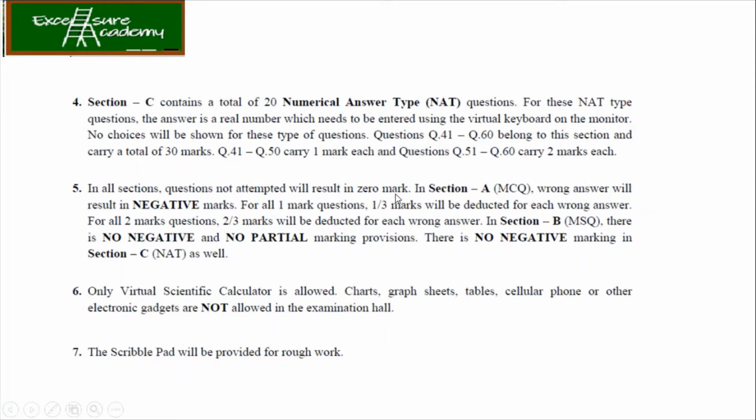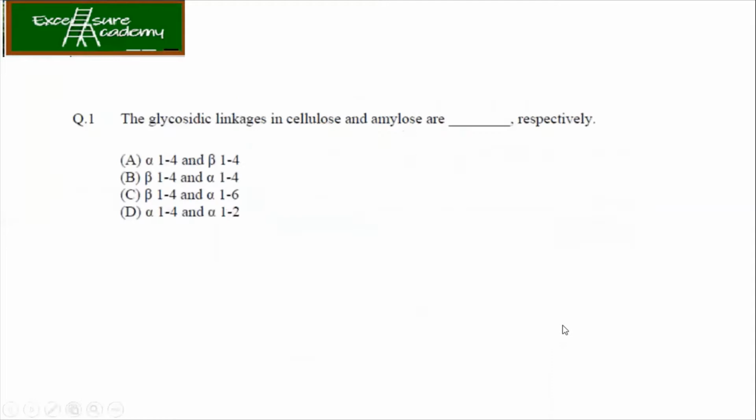In the first section there is no negative marking. After that, negative marking is there: for wrong answers, they will deduct 1/3 for a 1 mark question and 2/3 for a 2 marks question. In section C there is no negative marking, since you're going to solve it. So let's start with our 2019 IIT JAM Biotech paper.